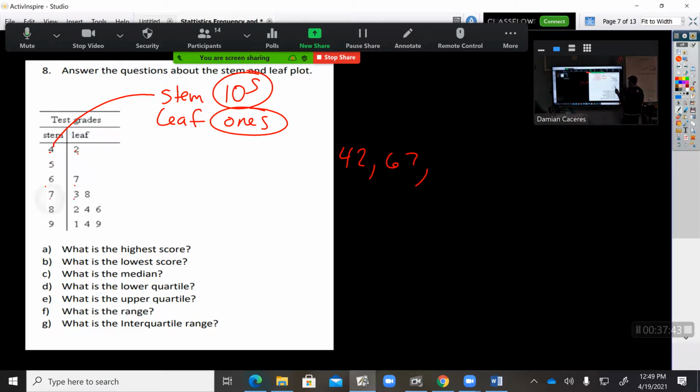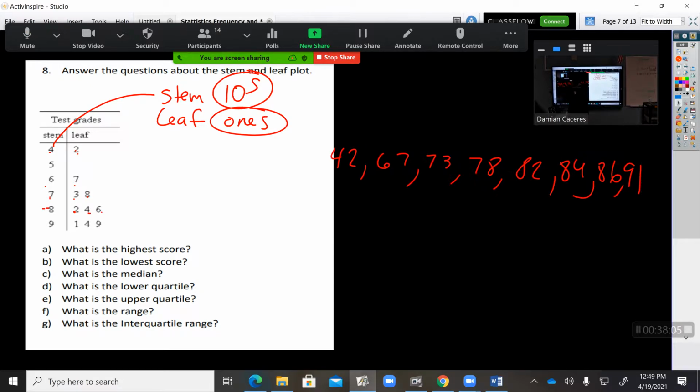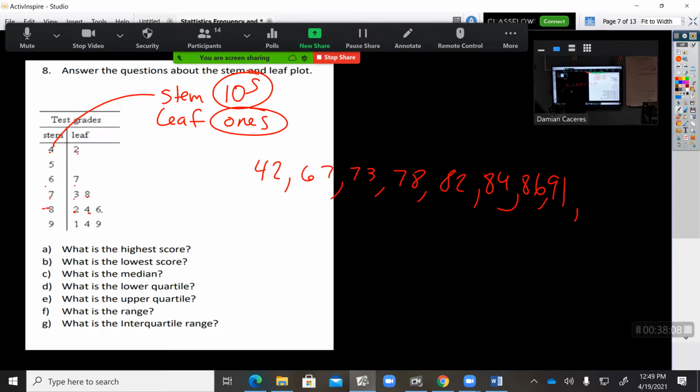My third number, 73. My fourth number, 78. 82, 84, 86. And 91, 94, 99. Now, isn't this the way your box plot information is ordered, from least to greatest?